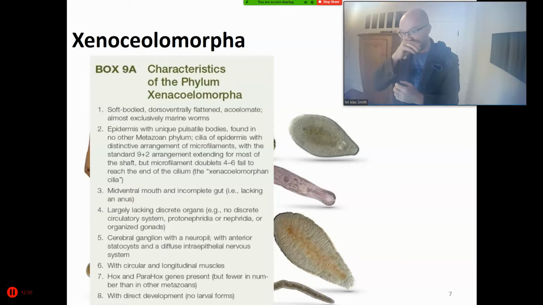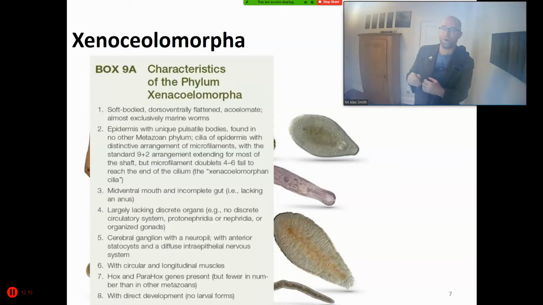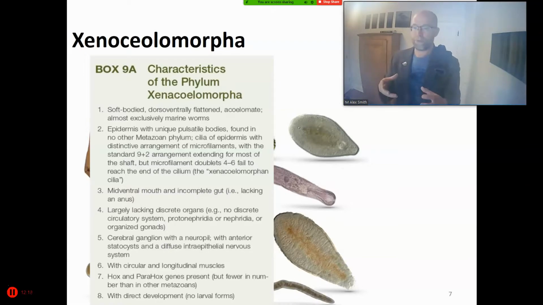So you can imagine that they also lack some other things. Discrete organs, no discrete circulatory system. They have protonephridia, no proto or metanephridia, and no organized gonads. Their cerebral ganglion is simplified. They have circular and longitudinal muscles, which means they can kind of inch their way around, in the same way that basically the jellies did.